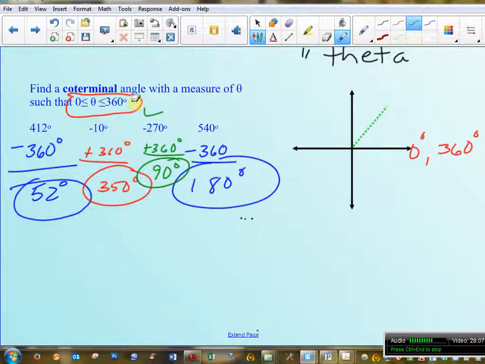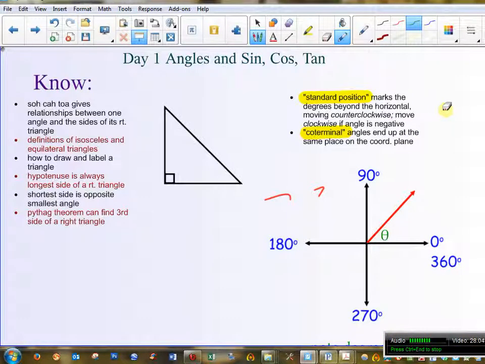Now I'm going to go back and talk about the things that you are already supposed to know and the things that you really should understand in order to be successful going forward. So let's take a look at the Know slide. Well, standard position, that's where we actually drew the graph, and then we would mark out by virtue of the arc how far we were going, and we would determine that quadrant.